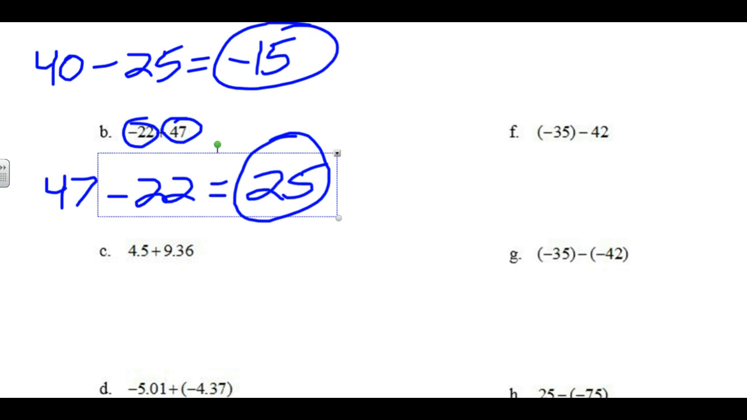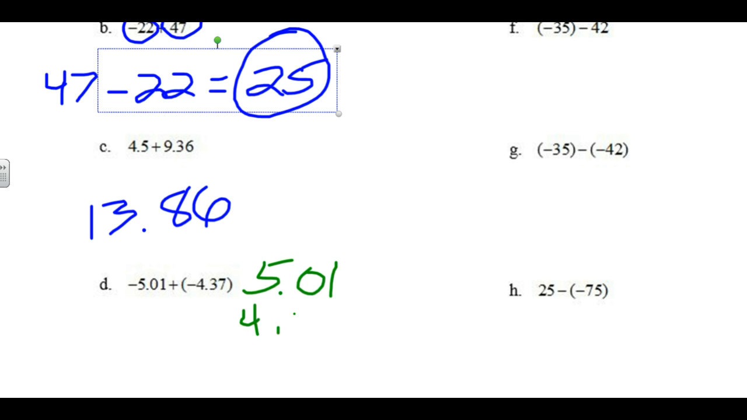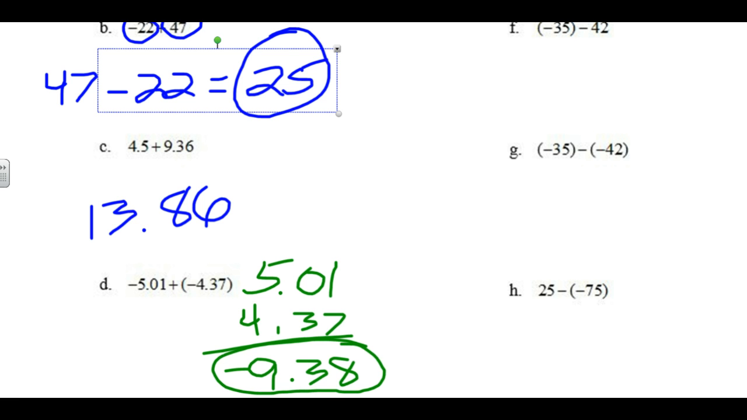All right, let's scroll down before we get to subtraction and do C and D. For C, we just have two positive numbers, so this is adding as per normal. You should have gotten 13.86. Remember, we have to line up our decimal points when we do that. And for D, we have two negative numbers, but basically we just do the same thing. 5.01 plus 4.37 gives us 9.38. And since both numbers are negative, our overall sum is negative.